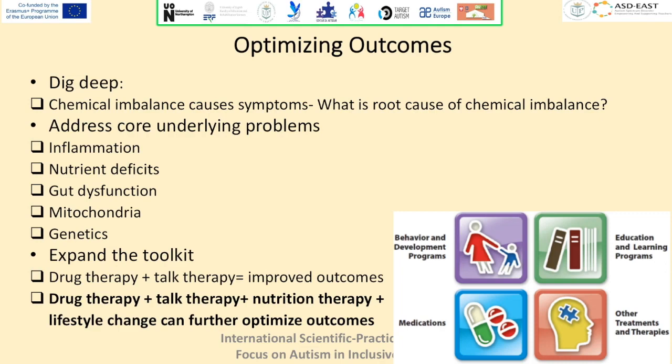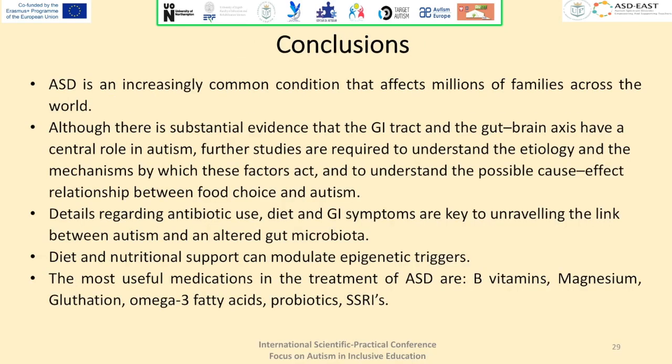Optimizing outcomes. Chemical imbalance causes symptoms. What is the root cause of chemical imbalance? Address core underlying problems: inflammation, nutrition deficits, gut dysfunction, mitochondria, and genetics as well. And expand the toolkit: drug therapy plus talk therapy or speech therapy improves outcomes. Drug therapy plus speech therapy plus nutrition therapy plus lifestyle change can further optimize outcomes. And now I'm finishing my presentation.